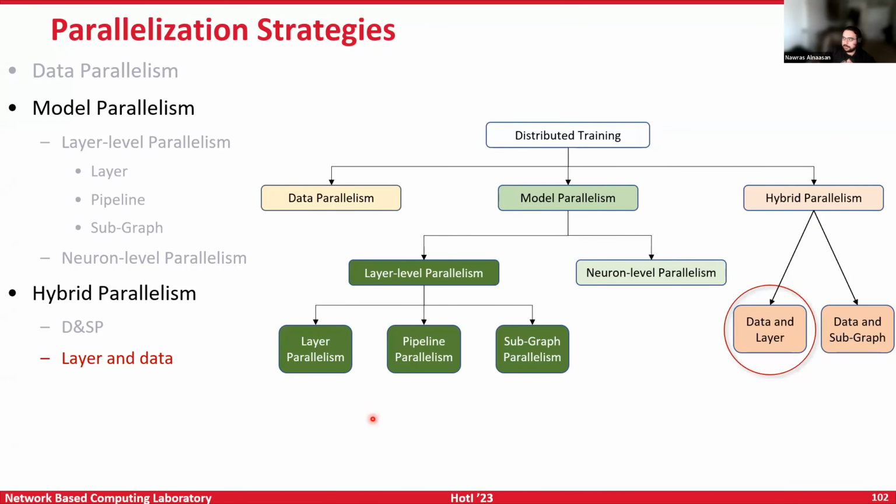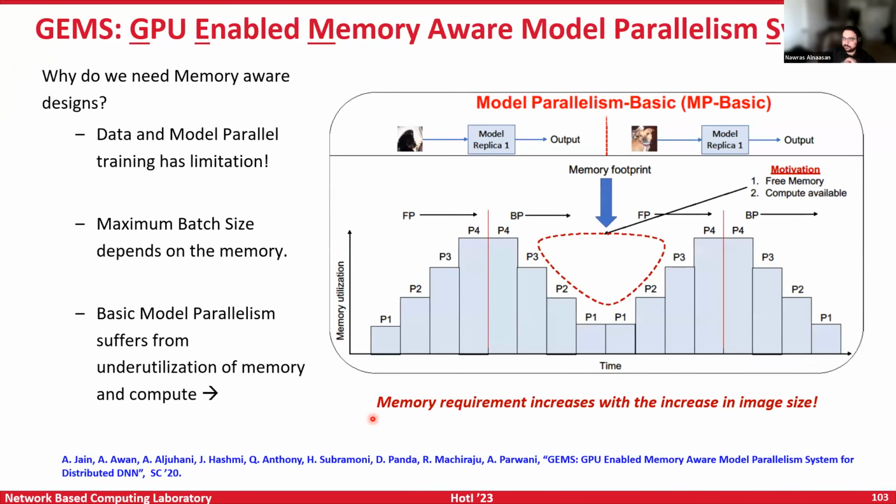Finally, we have the final solution that we're going to look at that combines both data and layer parallelism. So this is GEMS, GPU-enabled memory-aware model parallelism system. And it's similar to Hyperflow, but this is concerned with training very large images, right? So with Hyperflow, we train very large models, and in here we want to train on very large images. And if we look at this figure, this is showing the memory utilization over time, okay? And this is showing the forward pass and the backward pass.